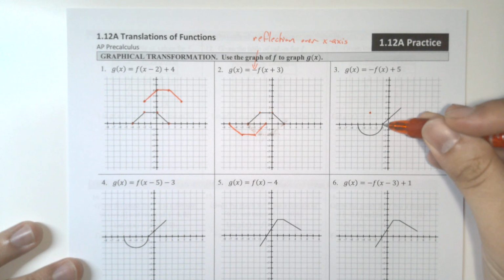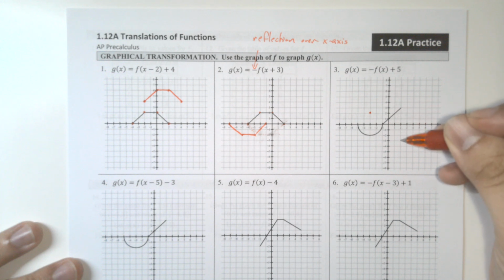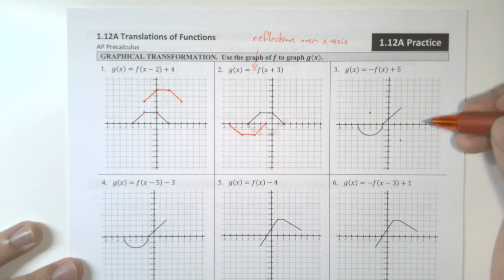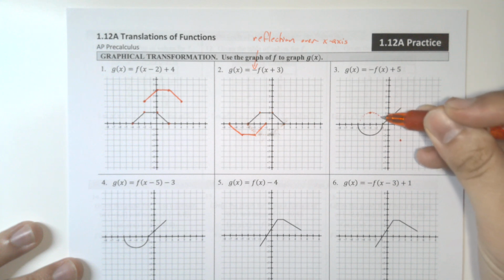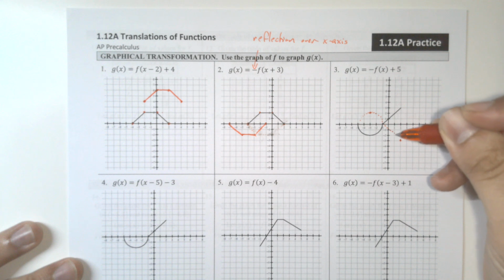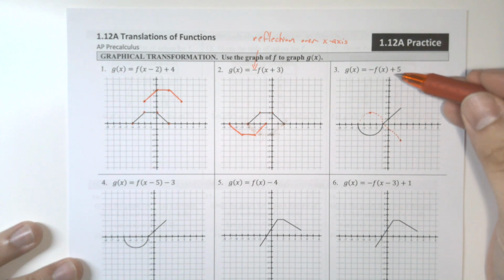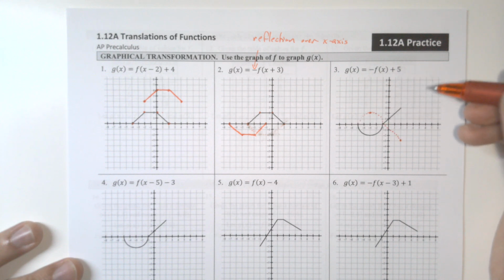As mentioned, this point's going to stay the same, but this one over here is going to go all the way down here. So I'm going to mark that there. So if we just reflect it, our function would look something like that. But now we have to move it up 5 units. So we're going to take all of these points and we're going to move them up 5 units.